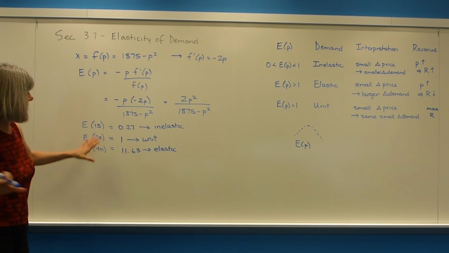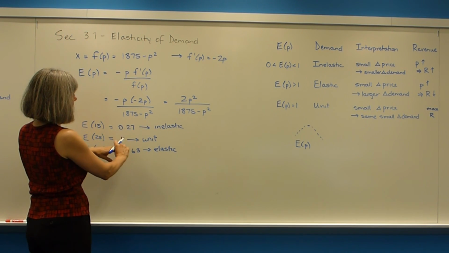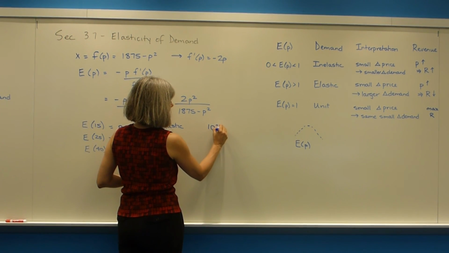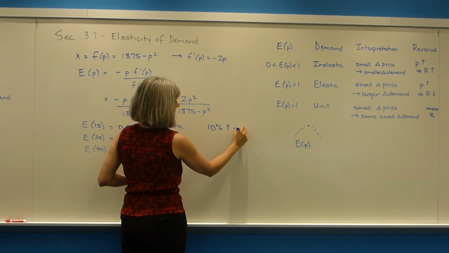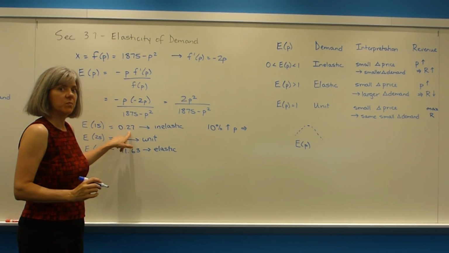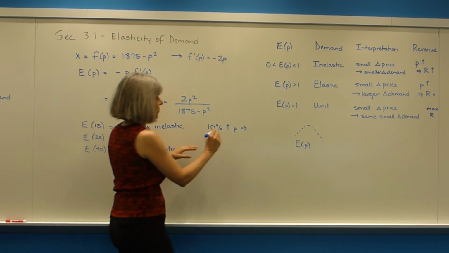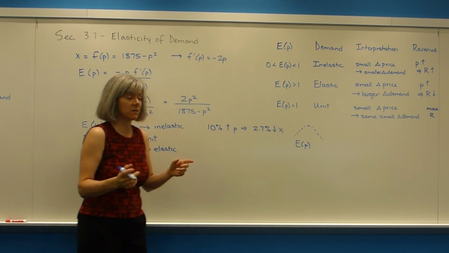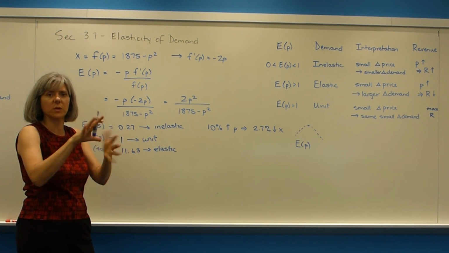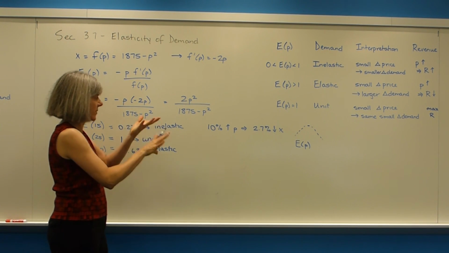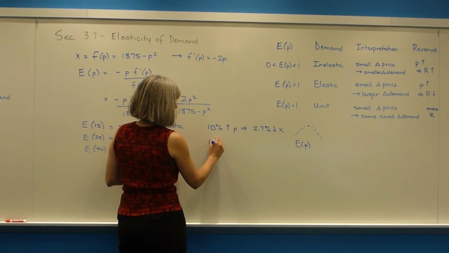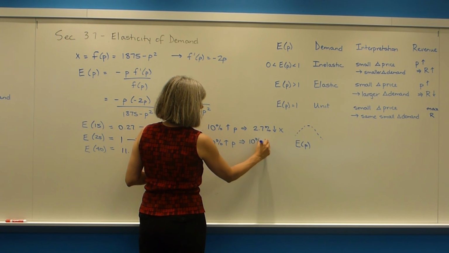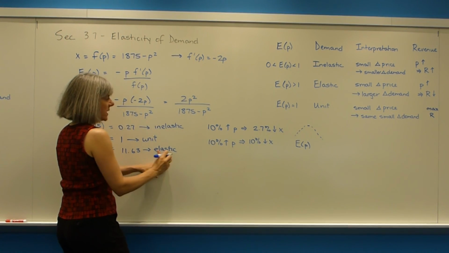And actually, I'll go ahead and kind of tell you how this works. These are like multipliers. So this says that if I have a 10% increase in price, then I have 2.7% of that, a 2.7% decrease in demand. And we know it's a decrease, even though there's no negative sign here, because we know price and demand go in the opposite direction. If I have a 10% increase in price per unit, I have a 2.7% decrease in demand.